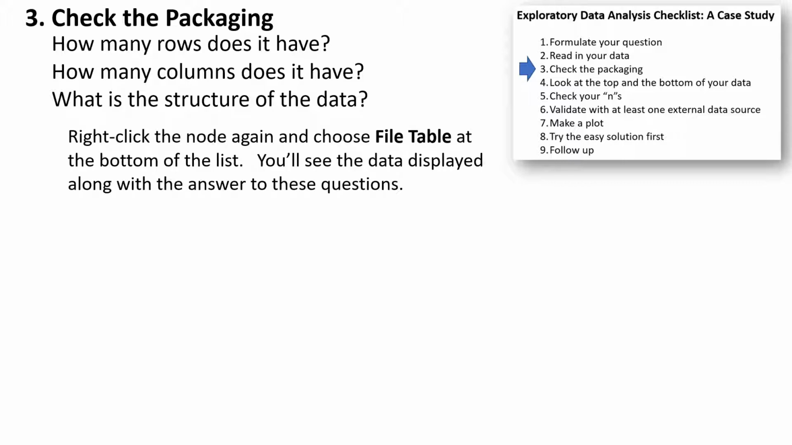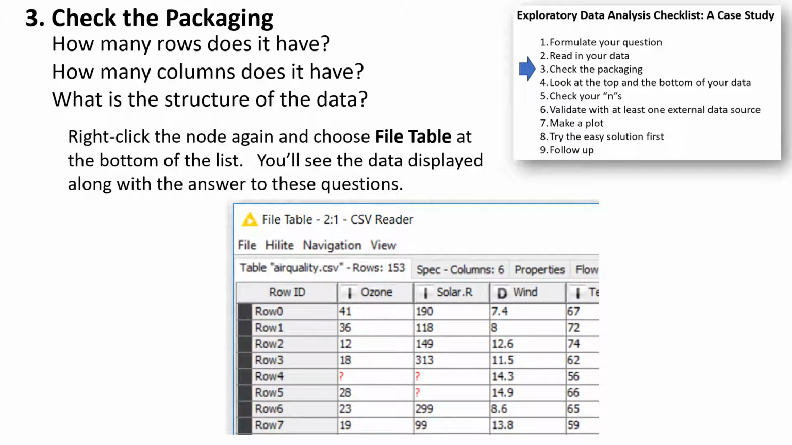So right-click on that node again and choose File Table, like we did in that last little video. And you'll see the data. It looks like this, and there's some important information right there. You'll see up at the top how many rows there are and how many columns there are. So right away we can answer those first two questions. There are 153 rows and there are 6 columns.